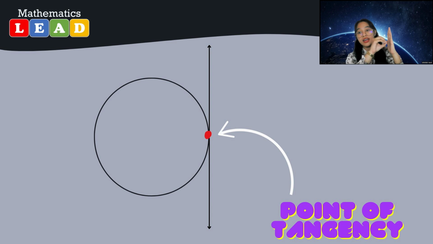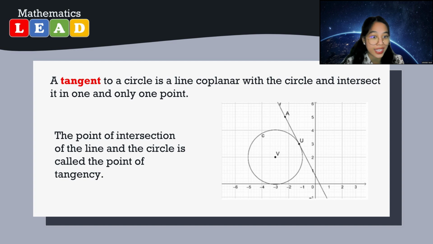This is the circle, this is the line of tangency. This is the line, and they intersect at this point. This point is called the point of tangency. That's it. So here, on our given, we have the circle V and line AU. What is our point of tangency here? Exactly, it's point U.